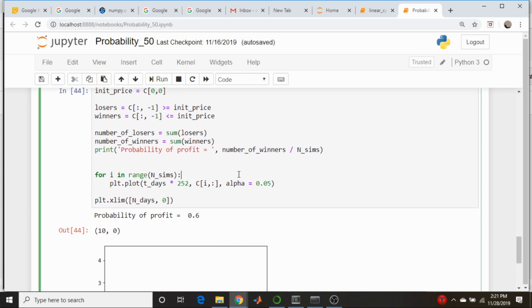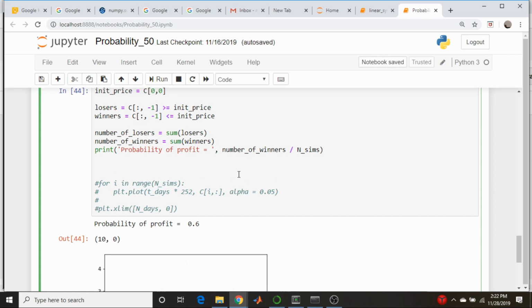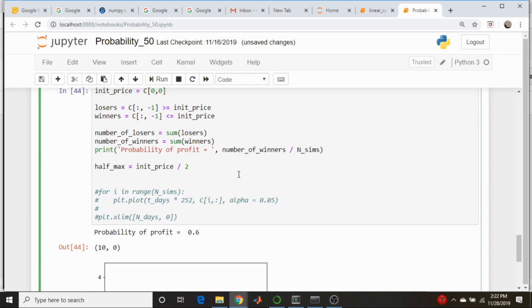Okay, so for this I just want to comment out these plotting statements. Okay, so our target price is half of our maximum profit. So our maximum profit is obviously the price at which we sold the option for. So let's say half max is equal to init price over 2. And now we need to search our matrix of call prices for whether or not that condition has been met, whether we have reached the price target of that half max variable.